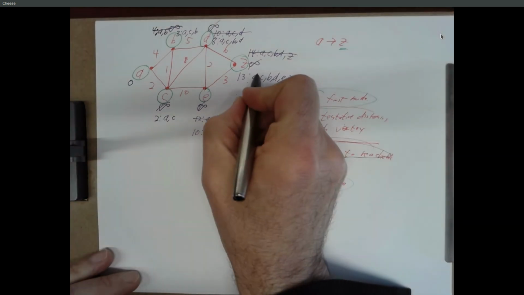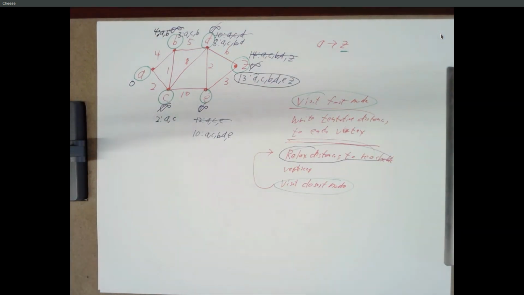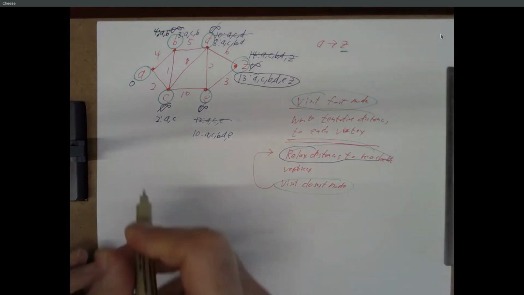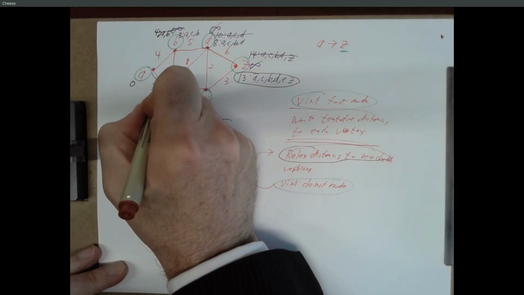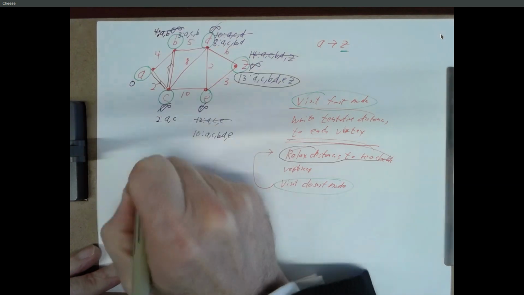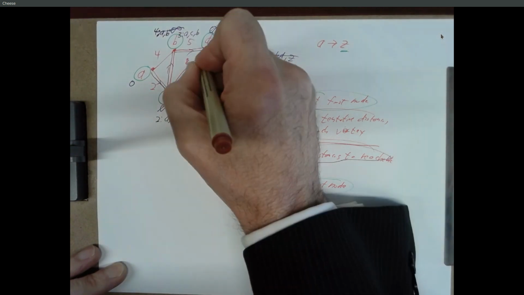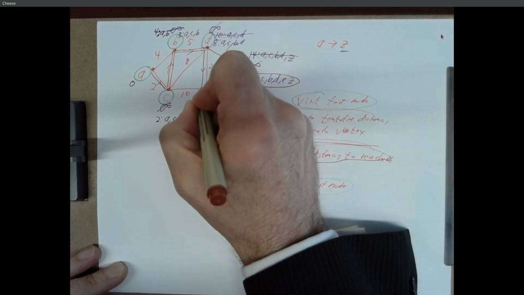Same thing here. So what have we done? We found the shortest path from A to Z. And it's not a very direct path. It's just start off at A, come down to C, go up to B, go over to D, come down to E, and then go up to Z.